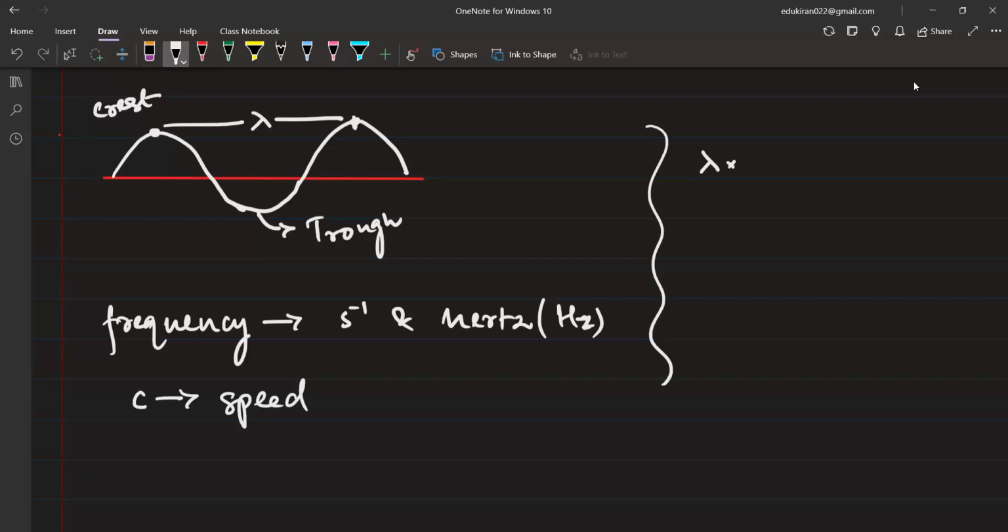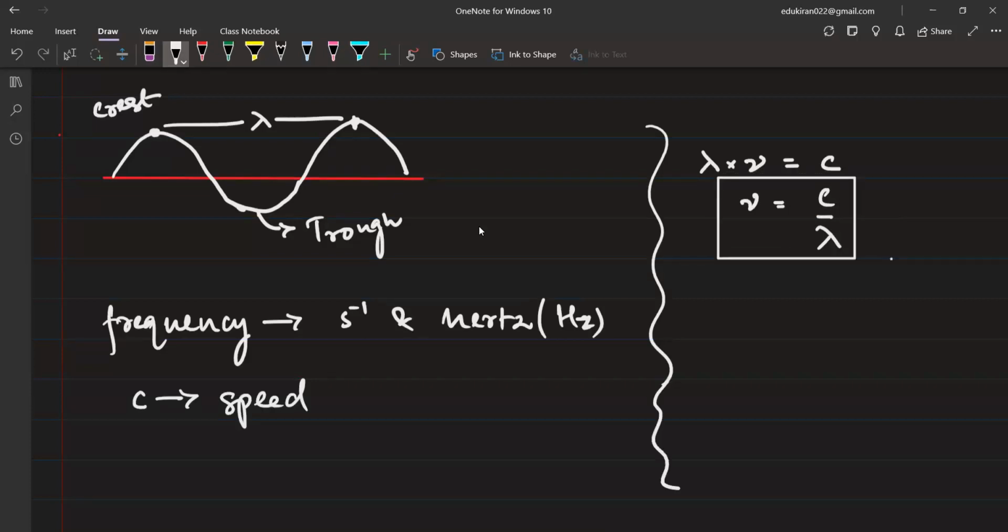Lambda times frequency, which is nu, is equal to the speed. This looks like V, what we call nu. So we can write nu is equal to C by lambda. Now, this is one of the formulas that we are going to use today also. Nu is equal to C by lambda.